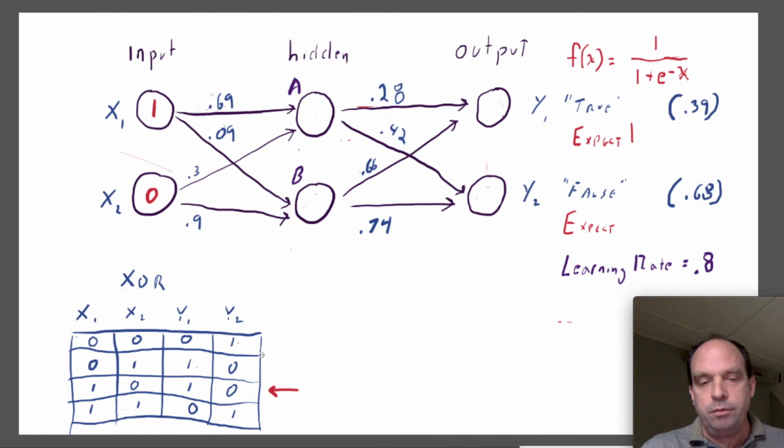Generally, we wouldn't do this. We'd present maybe in random order or sequential order. We'd present all the examples over and over again. I just want to show you that our network learned a little bit about this one example.